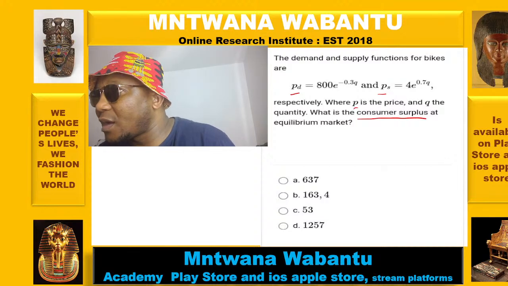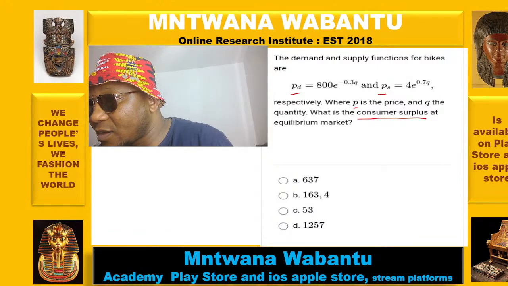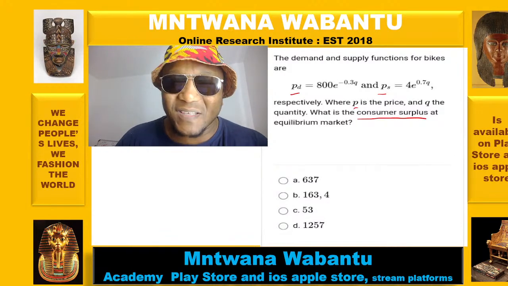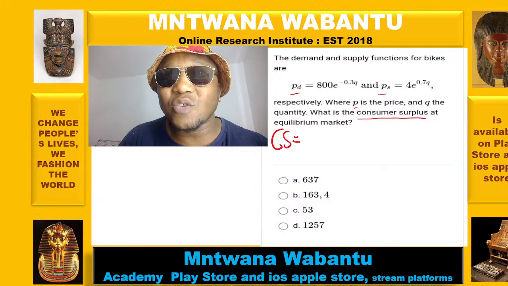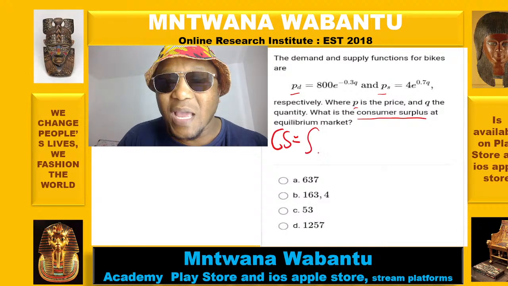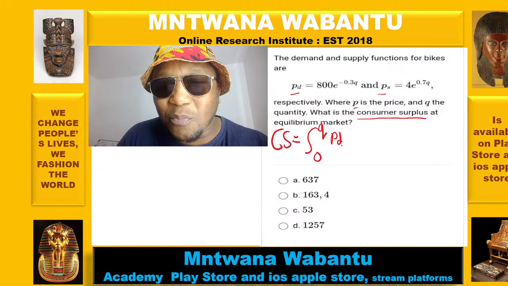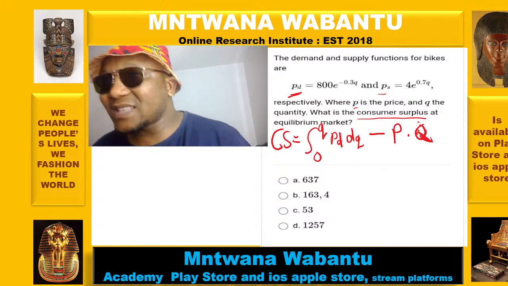Let me just show you something here before I continue. Before I go ahead, I want to make sure you can see me very clearly. Oh yes, you can see. So we have a formula right here. If you want to get consumer surplus, the consumer surplus equals the integral from 0 to Q of the price of demand, meaning you take this function here and integrate it, and then you minus P times Q, meaning price times quantity.